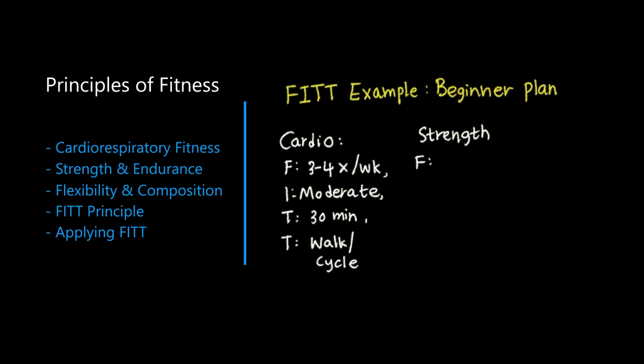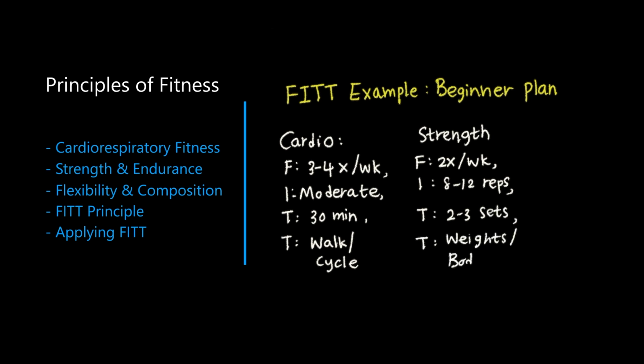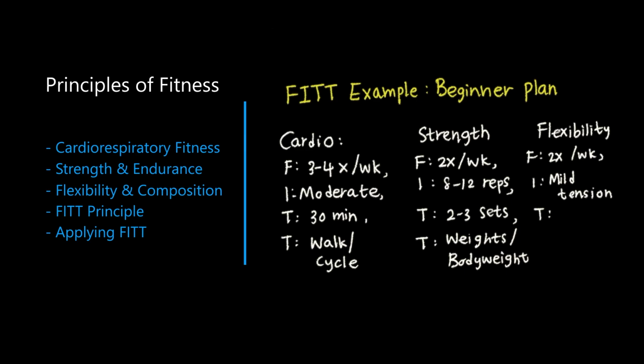For muscular strength and endurance, it could be frequency, 2 days a week, not on consecutive days to allow for muscle recovery. Intensity, lift a weight that you can manage for 8 to 10, 12 repetitions. Time, 2 to 3 sets of 8 to 12 reps per exercise. Type, using free weights, resistance bands, or bodyweight exercises like squats and push-ups.